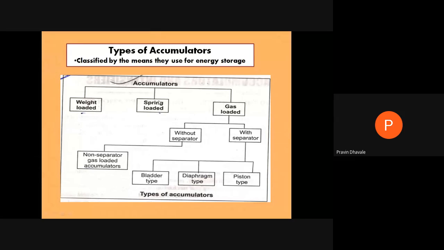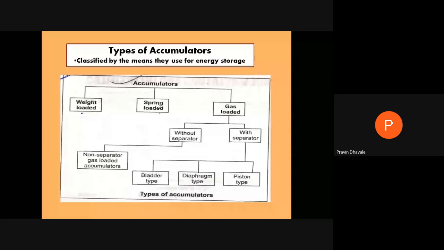We'll see in detail. In a spring loaded accumulator, the weight is replaced by a spring. The internal energy of the spring is utilized to maintain a certain hydraulic pressure on the fluid by using the spring tension or spring compression. Such accumulators are called spring loaded accumulators.